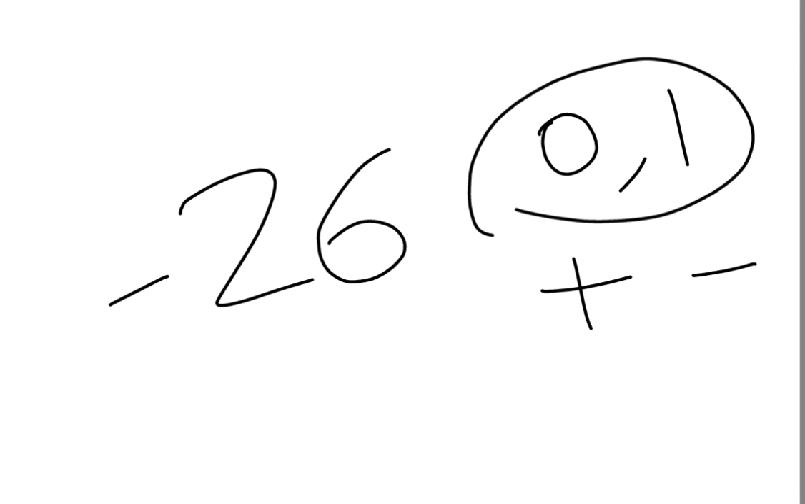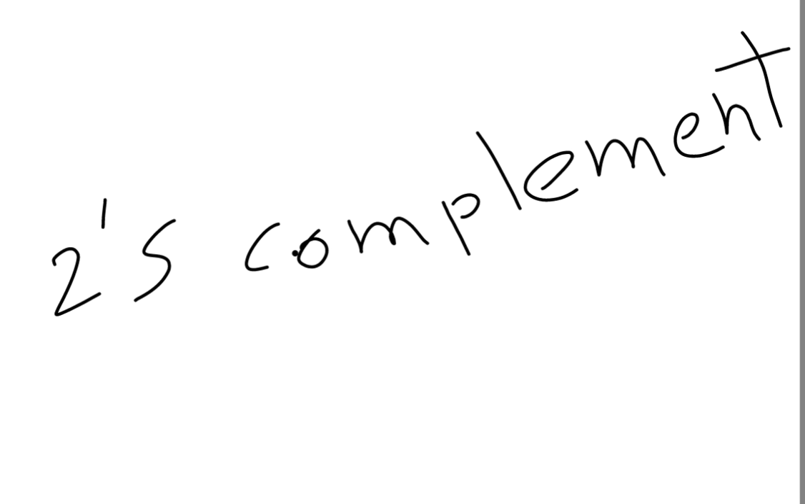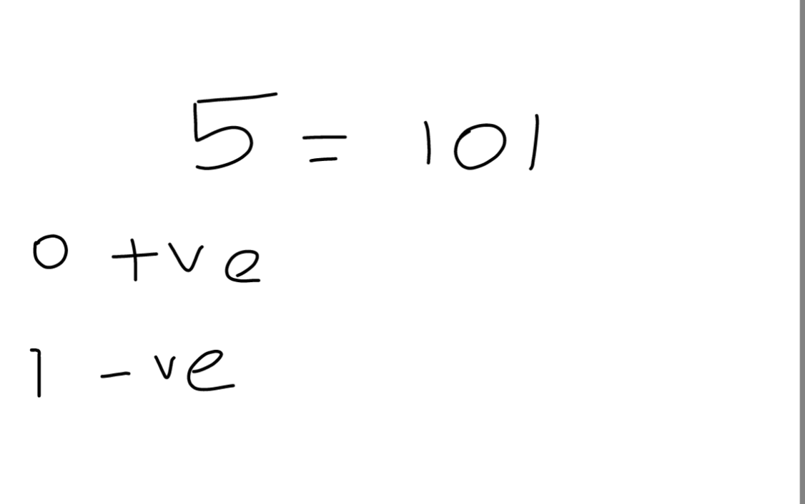But computers, calculators, or other digital devices that use binary numbers that have only 0 and 1, they can't process plus or minus signs. So we have to find a way to express negative numbers using only 0 and 1. For that we use a method called 2's complement. What 2's complement does is it expresses binary numbers in a way that is negative but uses only 1 and 0. Let's show you with an example.